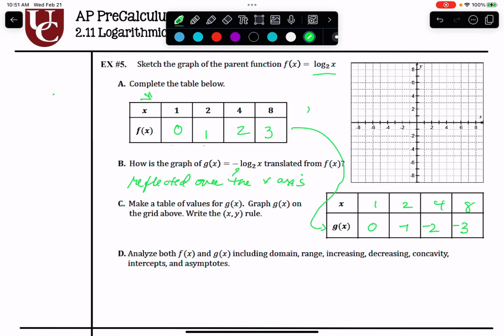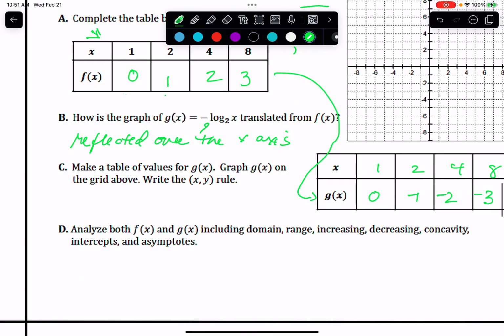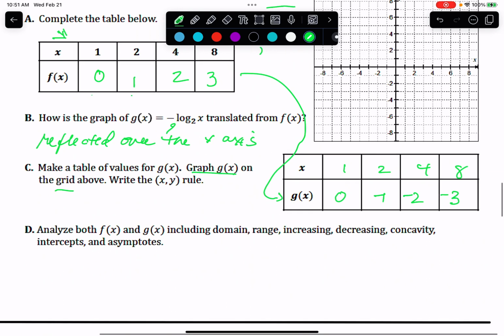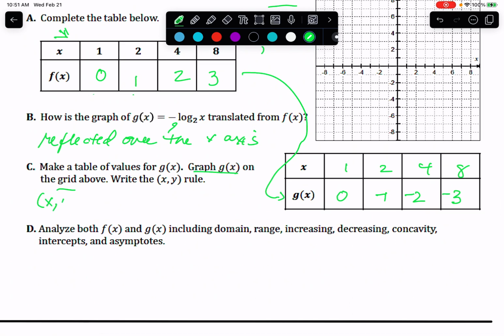All right, so then it says, make a table of values, graph g of x on the grid. So now we're going to graph the reflected, and then write the rule. Well, let's write the rule first. Here's how you do it. You would say x, y, and then what's happening to x? It's reflected over the x-axis, so nothing is affecting x, but y would be negative y.